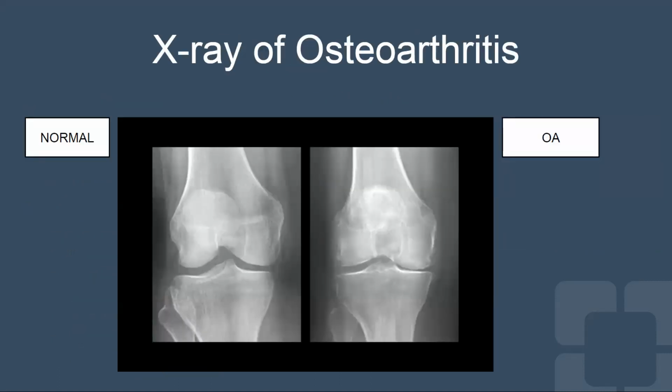So on that left side, you can see a healthy knee, really good joint space in the medial and lateral compartments. And then when you look at the right here, this would be where the arthritis is on the medial aspect.